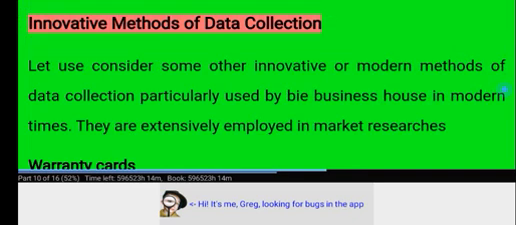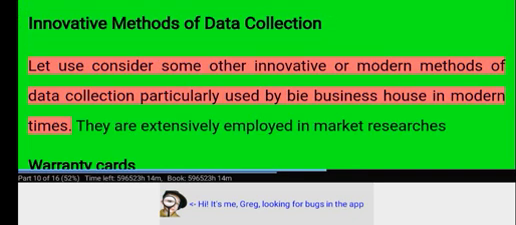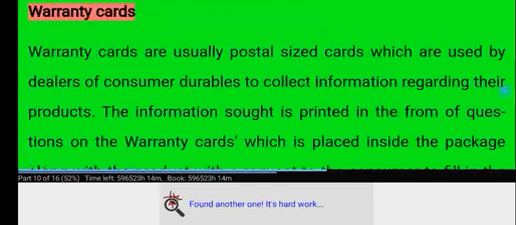Innovative methods of data collection. Let us consider some other innovative or modern methods of data collection, particularly used by business houses in modern times. They are extensively employed in market researches. Warranty cards.